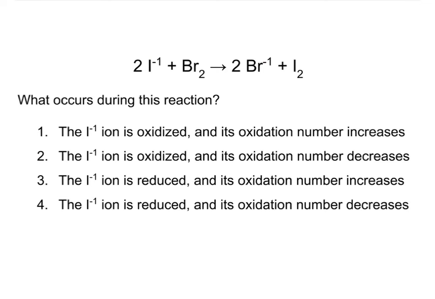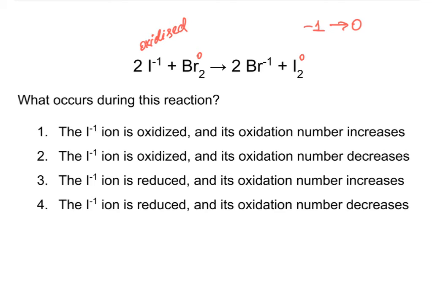Another example. Over here I am given a simplified form of the equation, but that's quite enough to figure out what has been oxidized and what has been reduced, especially if I assign my oxidation states for my uncombined elements of iodine and bromine. So I can see that iodine went from charge -1 to 0. It increased in the oxidation state. Iodine has been oxidized.